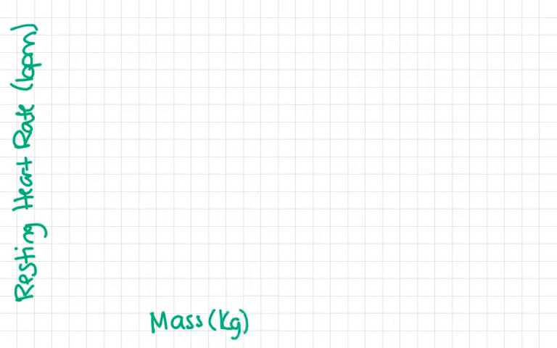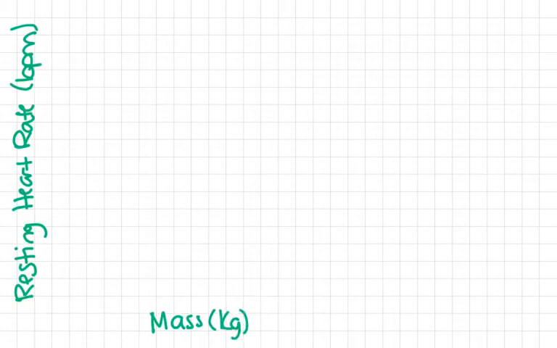So we have to determine which variable is independent and which one is dependent. So does the heart rate depend on the mass, or does the mass depend on the heart rate? Well, the heart rate depends on the mass. So that means that resting heart rate is going to be on the y-axis. That's in beats per minute. And then mass is going to be on the x-axis, and that's in kilograms.